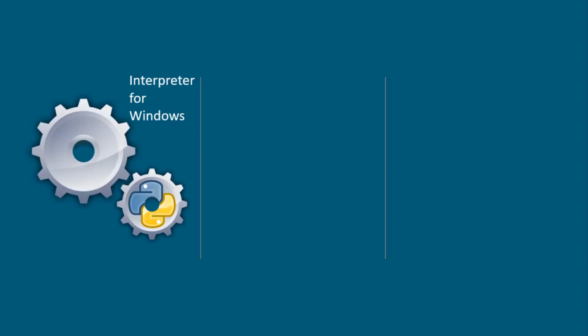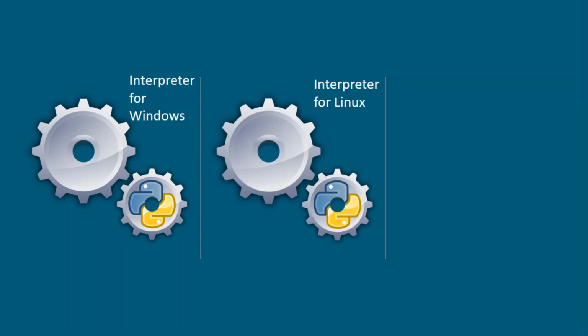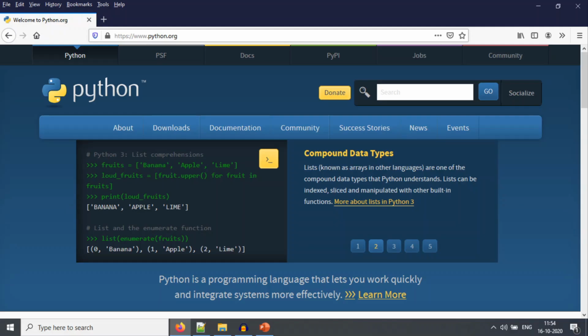Different operating systems need different interpreters. I'm on a Windows machine, so I need the Python interpreter that can translate my Python code to the appropriate machine language that a Windows-based machine can understand. But if you're on Linux, you'll need a different interpreter than mine, right? And you can get Python for your machine from the website python.org.